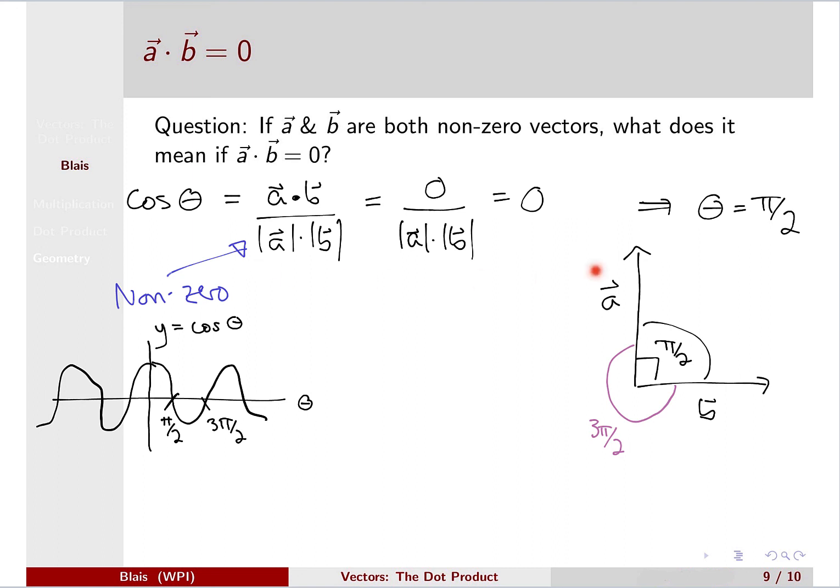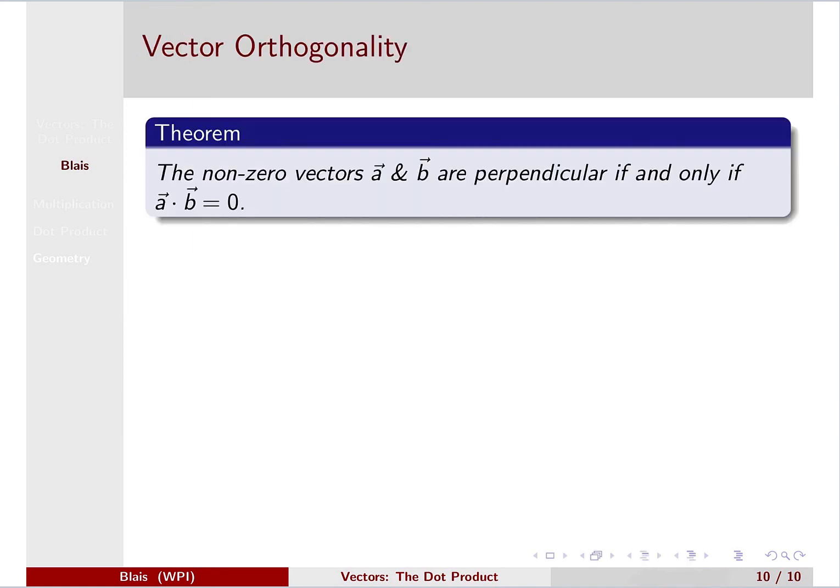But what this tells us is that the dot product of two vectors being 0 tells us that the vectors are perpendicular. And this is generally how we test for orthogonality, which is orthogonal is a synonym for perpendicular. So we have that the non-zero vectors A and B are perpendicular if and only if A dot B equals 0. And this in general is the test that we will use to see if two vectors are perpendicular or orthogonal.